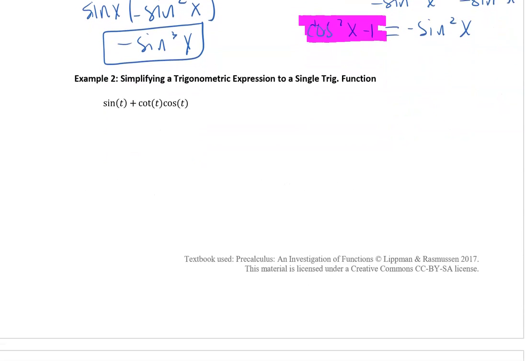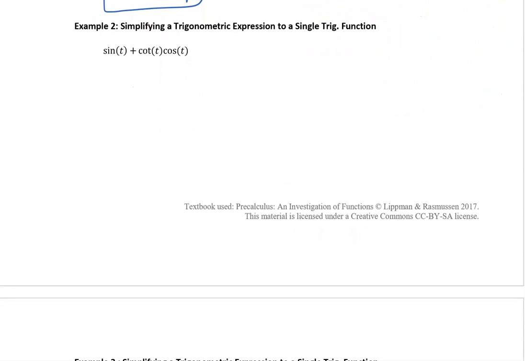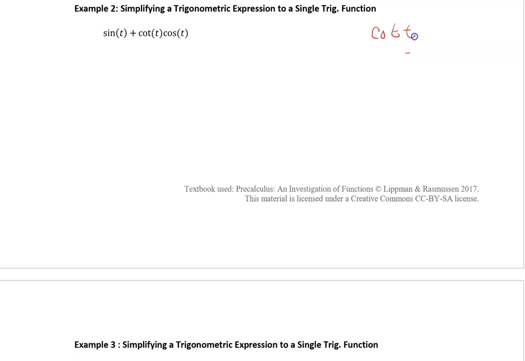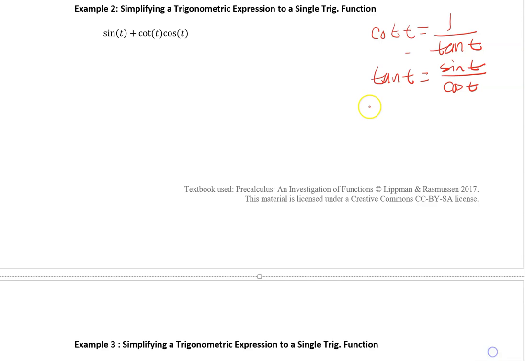So let's look at the next one. I see that I have sine t plus cotangent t cosine t. So my best tip for this one is to revert everything to sines and cosines. I know that cotangent of t is equal to 1 over tangent. I also know that tangent is equal to sine over cosine. So if cotangent is the reciprocal of tangent, I know that cotangent is equal to cosine over sine.